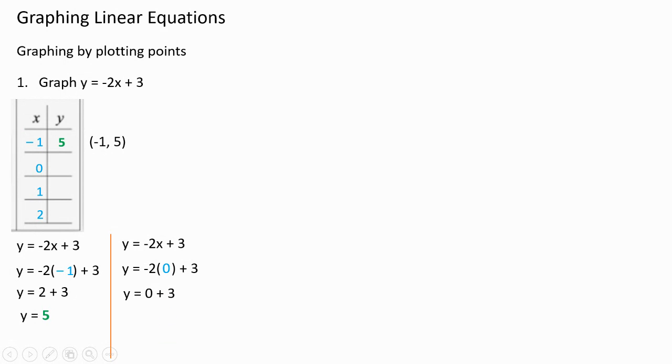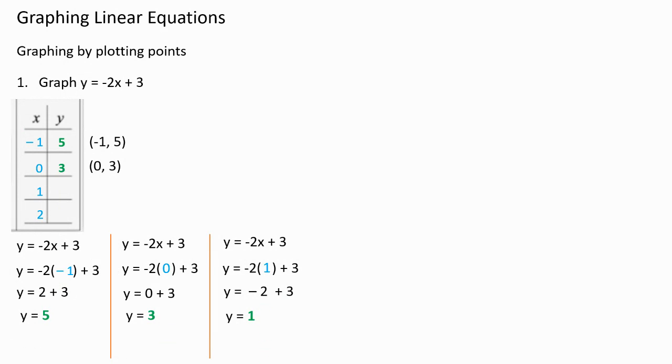Now, when x is 0, I'm going to plug in the 0 for the x. That's going to give me 3. So when x is 0, y is equal to 3. And again, what's my ordered pair? It will be 0, 3. Now, when x is 1, I'm going to plug in the 1 where the x is and evaluate. So I get negative 2 plus 3, so the answer will be 1. So when x is 1, y is 1, and the point is 1, 1.